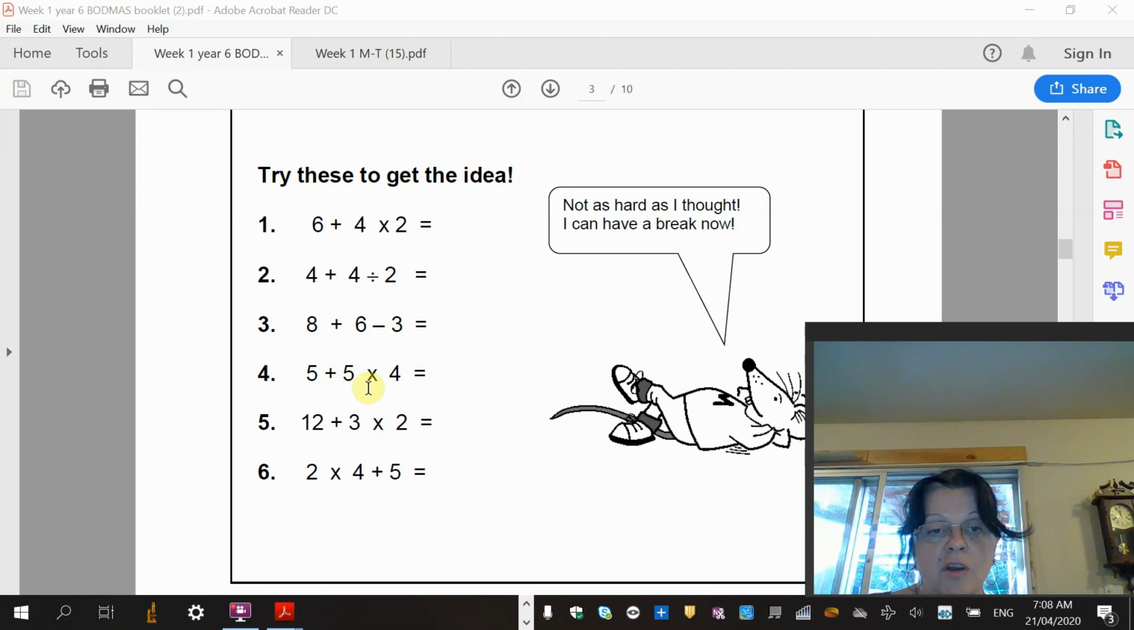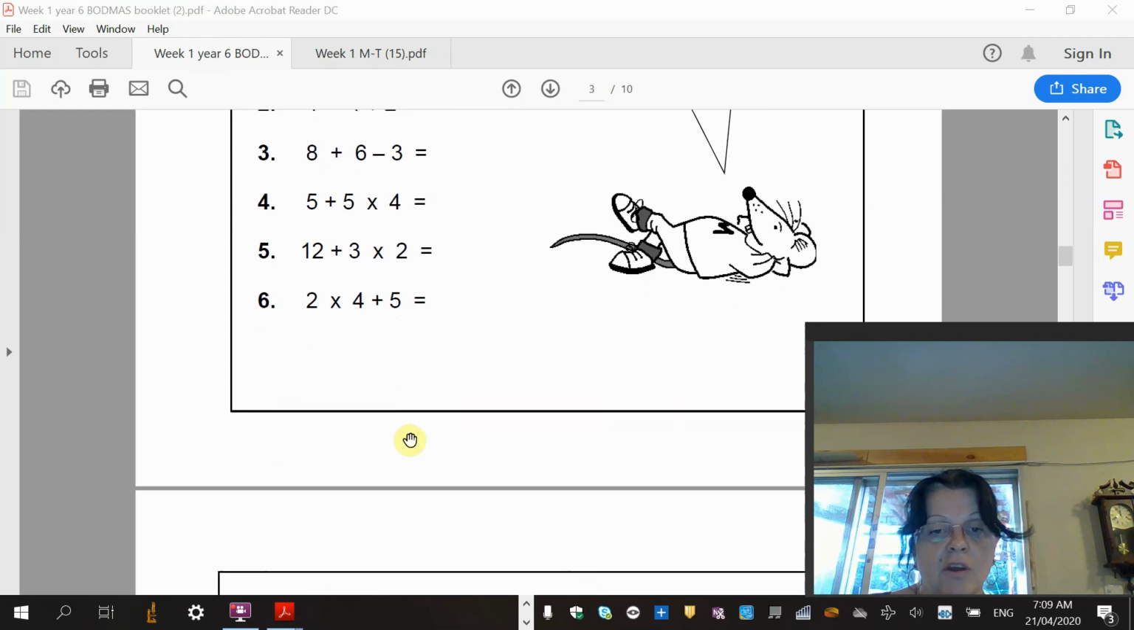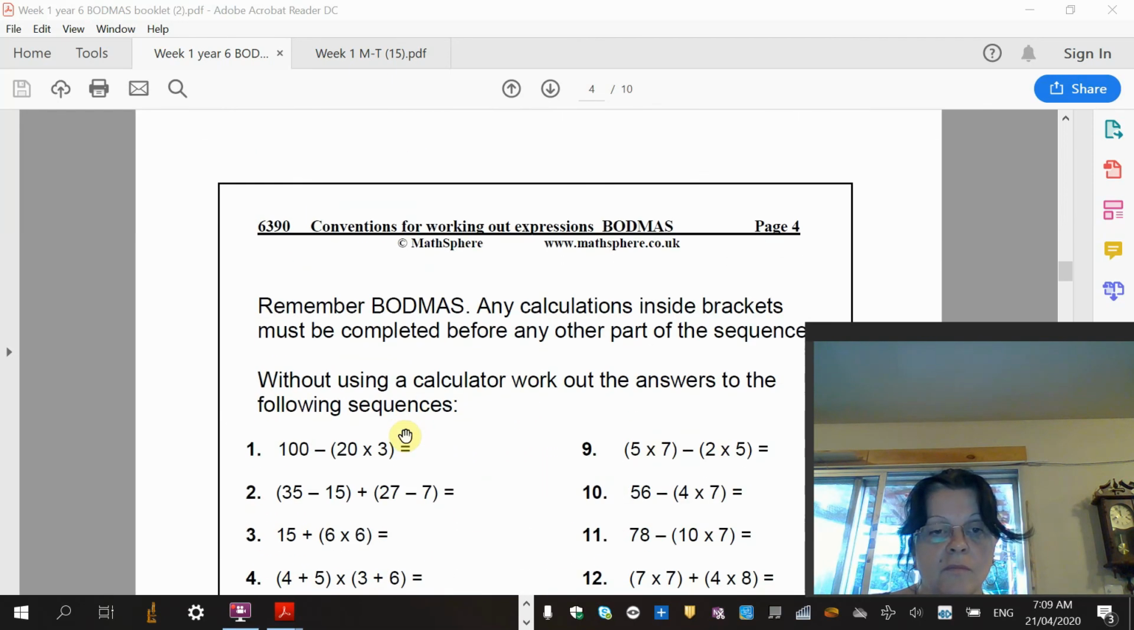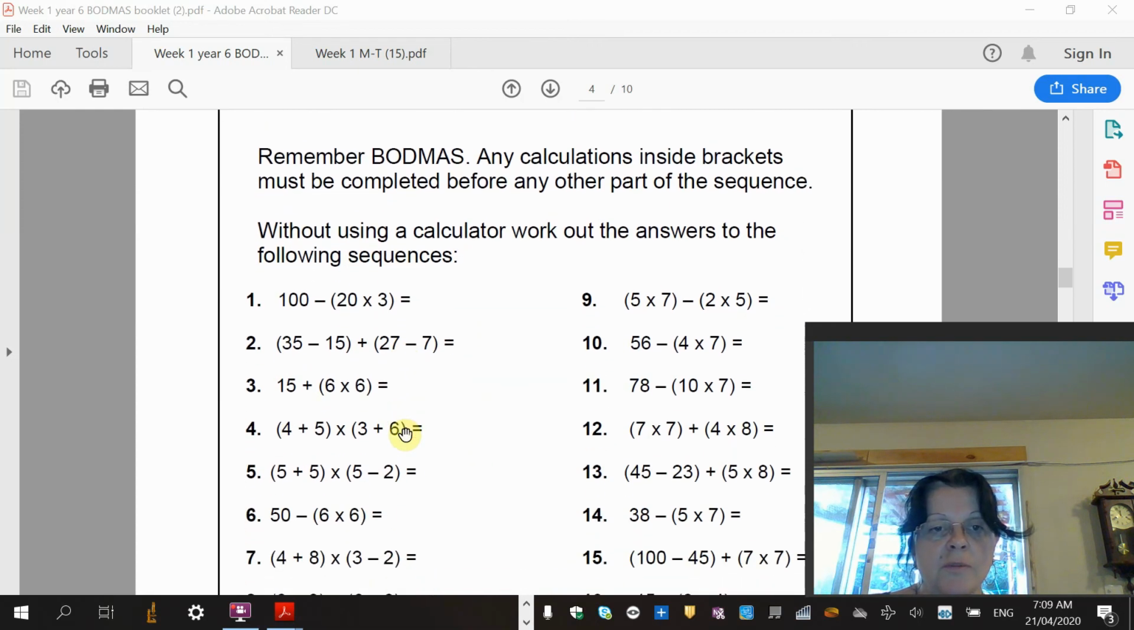5 plus 5 times 4. Which one are we going to do first? We do the multiplication, and then we add the 5. Here, multiplication, then add the 12, 2 times 4, multiplication, and then add the 5. Okay, then we'll move on to this page.